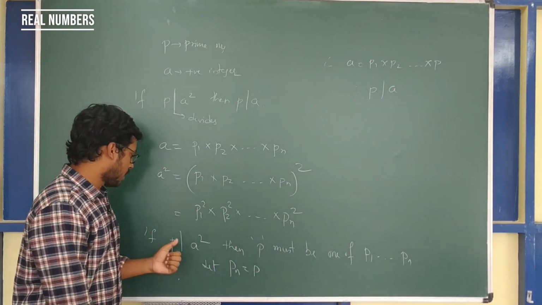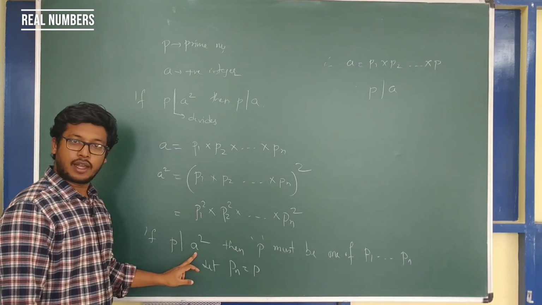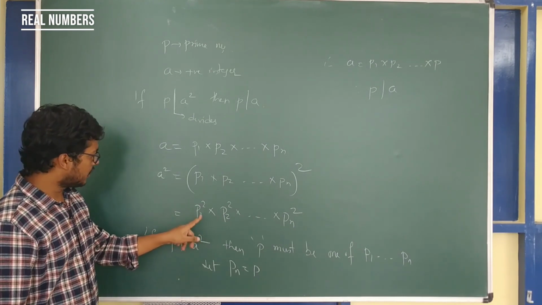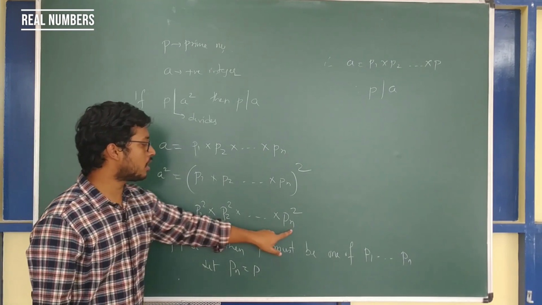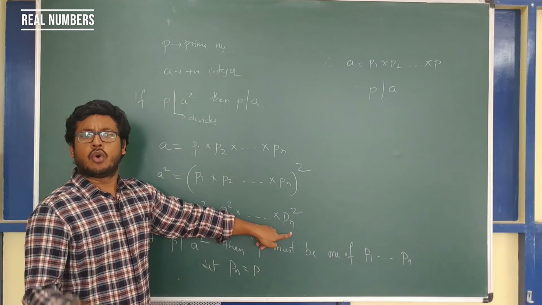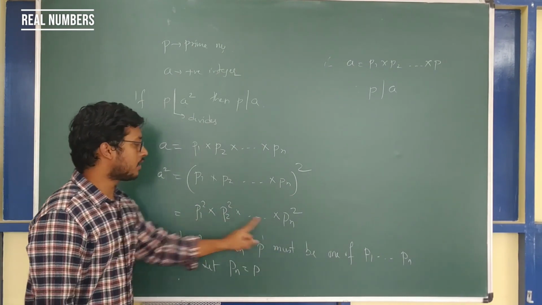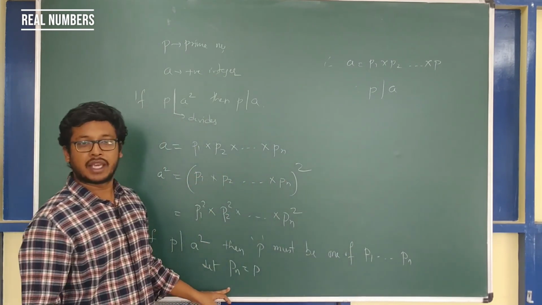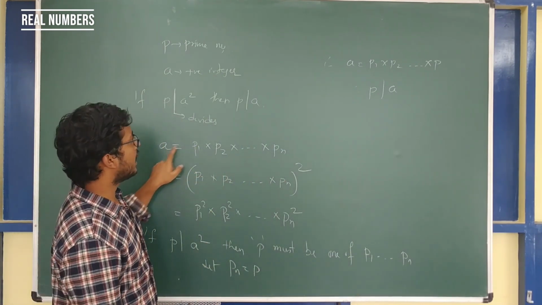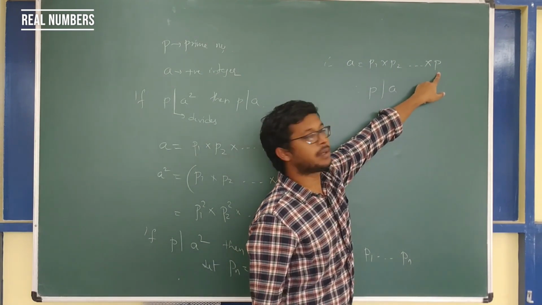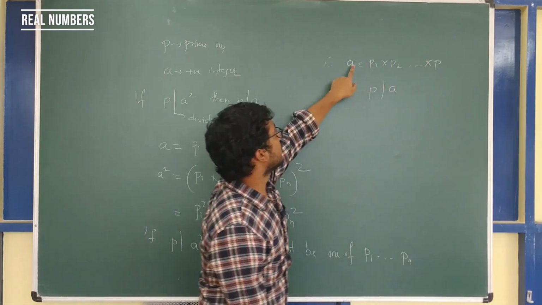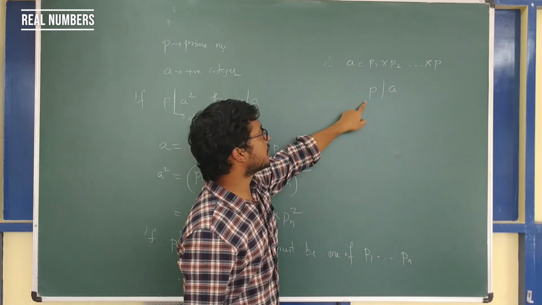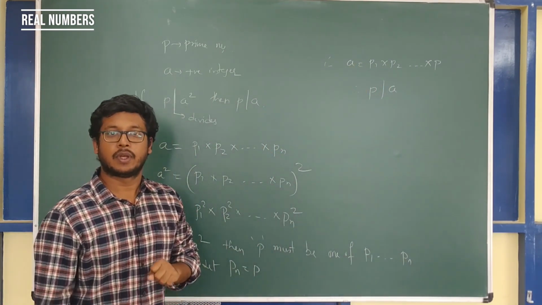I hope you understood. So what is the argument here? p divides a square, so I am claiming that p is one of the prime factors of a square. But here we said that the prime factors are p1, p2 up to pn. So this is possible only if p is one of these. For our convenience, we assume let pn be p. So if pn is p, then we rewrite this equation. So a can now be written as p1, p2 up to p. So now what happened here? p is one of the prime factors of a. So if p is one of the prime factors of a, then p also divides a.